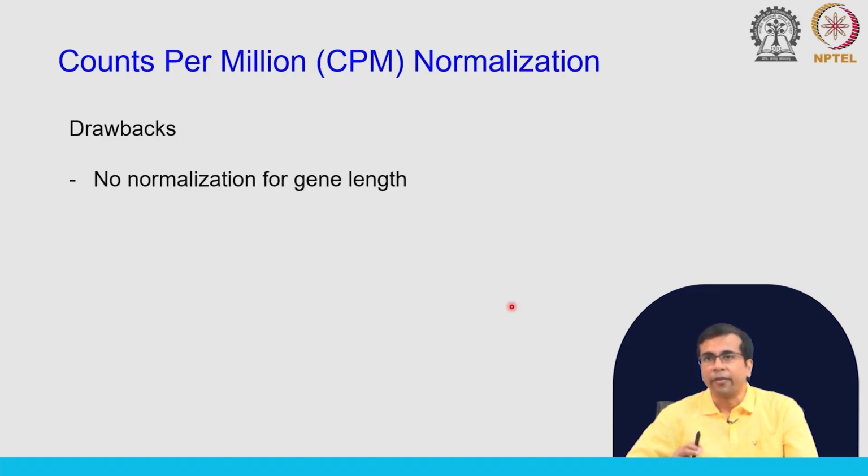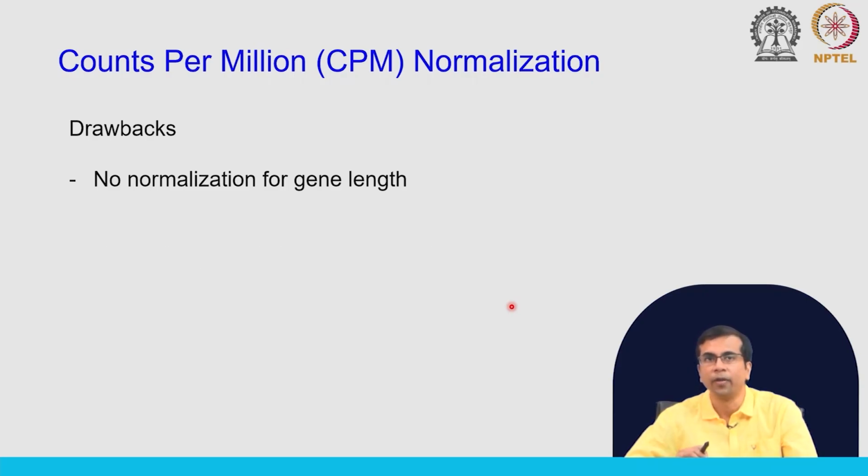So, this is a very simple normalization. Of course, it has a lot of drawbacks. One of the major drawbacks is that we are not doing any normalization for gene length. We are only normalizing for the total sequencing depth. As you can see, we have got the same total for all the samples, but we have not touched or worked with the gene length at all. That means we cannot really compare expression levels of genes even within a sample.